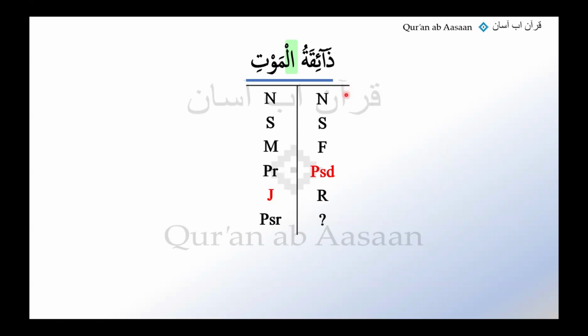Grammatically, it will be the zaiqa of the mouth, right? But in English, because of the linguistic limitation, we would say the zaiqa is what? The taste, and al-mauti is the death. The taste of death. All right, Alhamdulillah, good job.